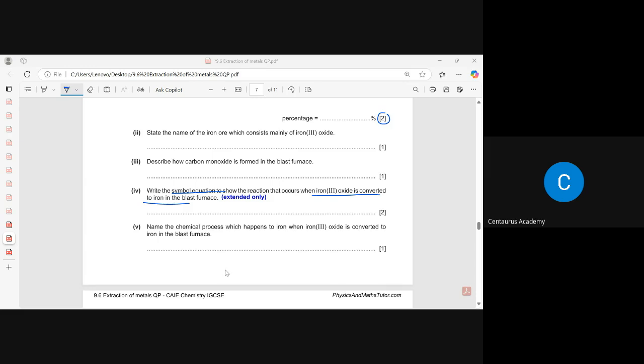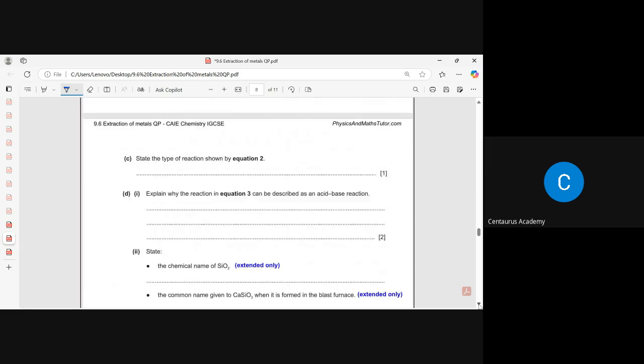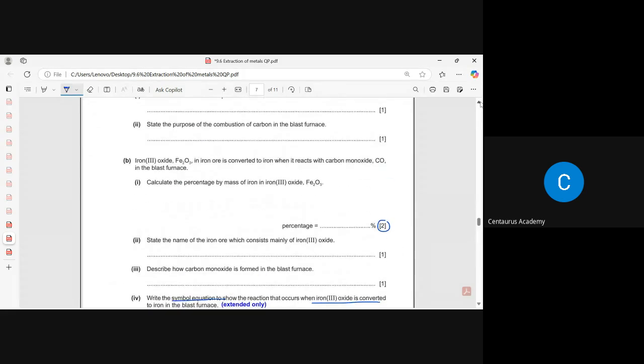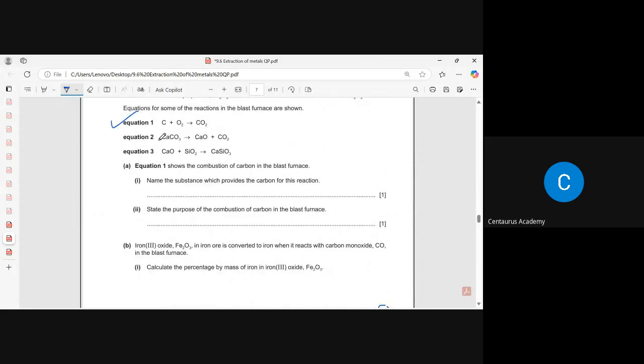The next question says, name the chemical process which happens to iron when iron(III) oxide is converted to iron in the blast furnace. Yes, reduction. Very good. Then the next question is, state the type of reaction which is shown by equation 2. Equation 2 is calcium carbonate reacting, producing calcium oxide and carbon dioxide. What kind of reaction is this? Thermal decomposition. Okay.